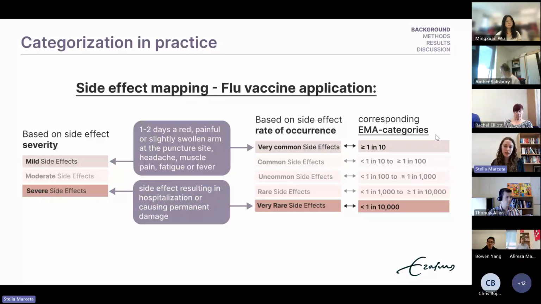So if we put this into practice, taking the flu vaccine as an example again, we have a bunch of side effects, and this is just from a previous DCE, which we read. We have a bunch of side effects that were labeled as mild, but they're also very common. And we have a few side effects that are very severe and that were also very rare.